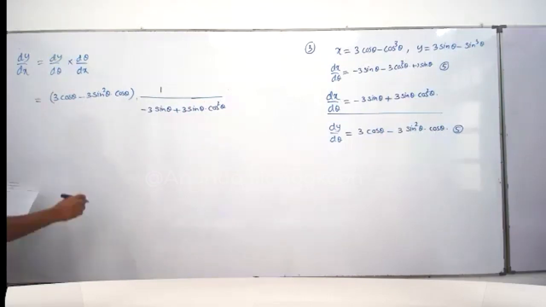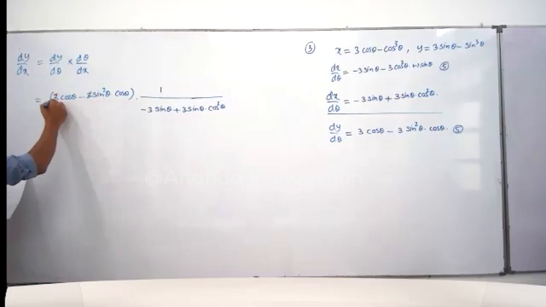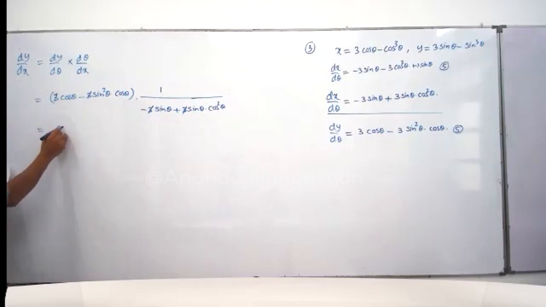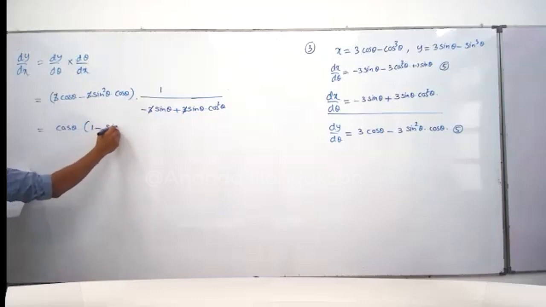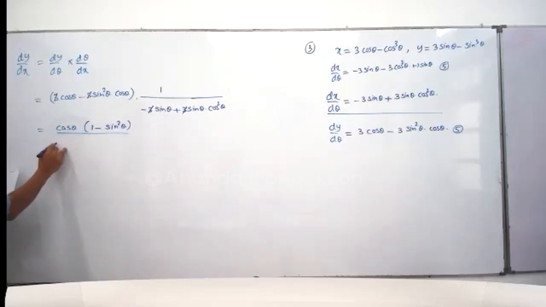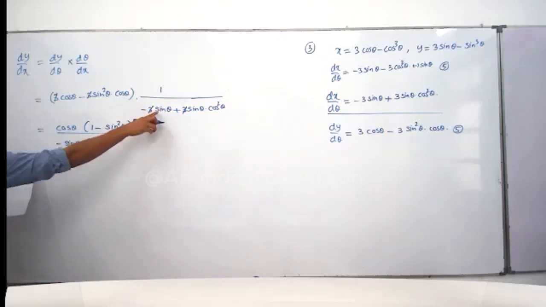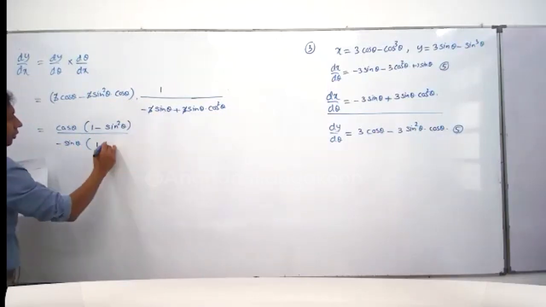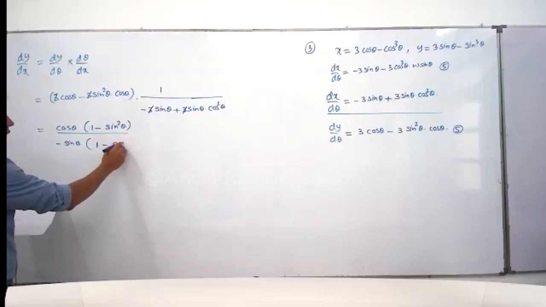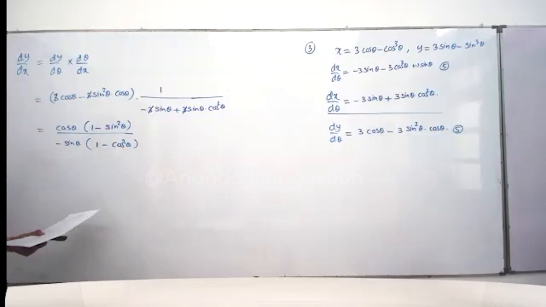Then you can take 3 out here, so you can cancel it with this 3. From here you can take cos theta out. In the bracket we get 1 minus sine square theta. In the denominator we can take minus sine theta out. What do you get there, people? It's 1 minus cos square theta. Correct, no?